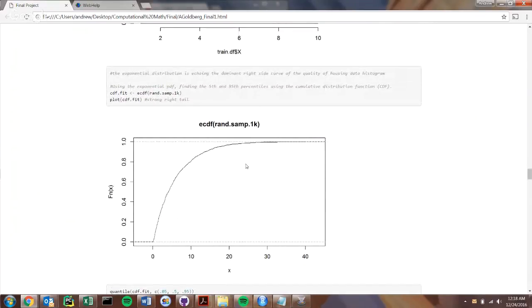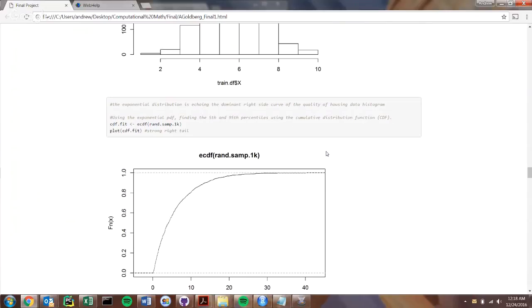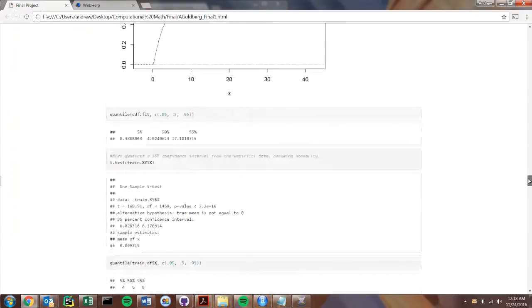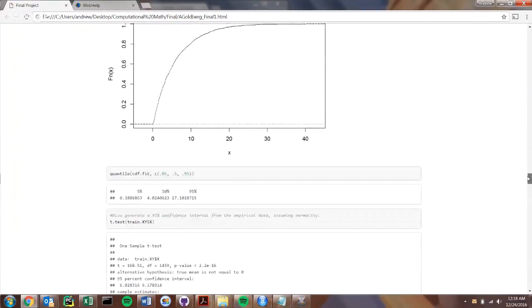Similar to the exponential function, if we look at the ECDF curve, most of the variance is within the first 0 to 10, and then it quickly levels off. When we look at the quantiles of the exponential function, 5% is about 39. At the mean, it's about 4, and at the 95% quantile, it's at about 17.